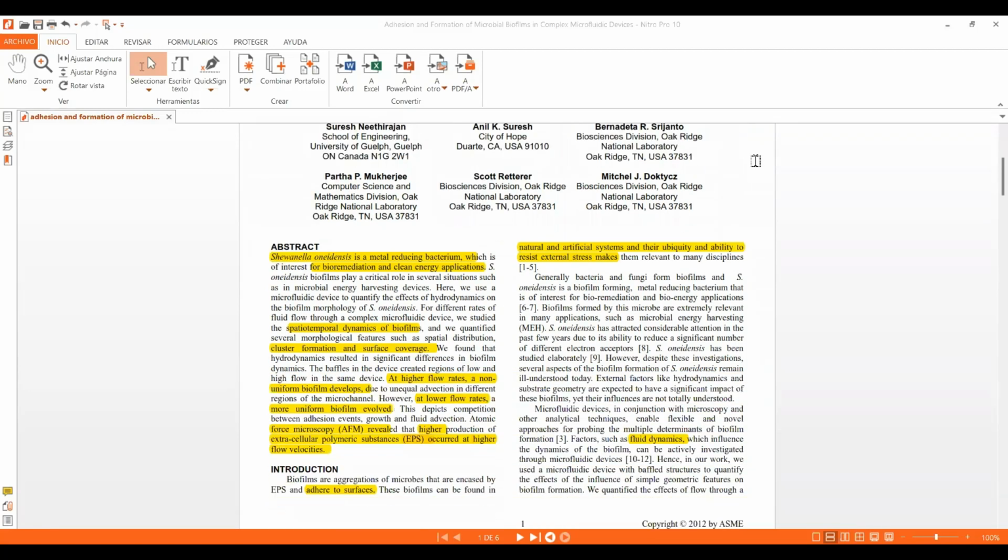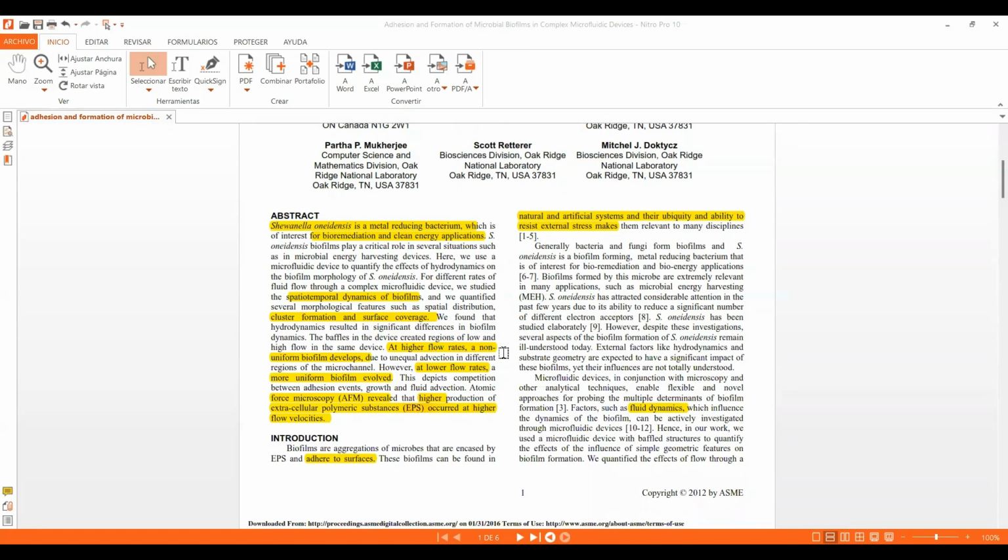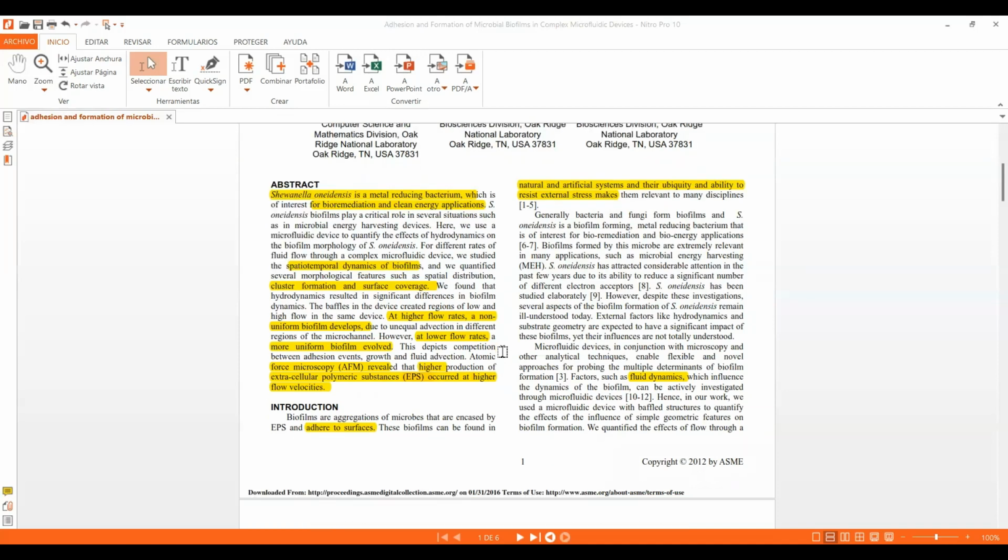For the introduction, we need to know that Shewanella oneidensis is a metal-reducing bacteria, which is of interest for bioremediation and clean energy applications. In this paper, they studied the spatial temporal dynamics of biofilms, such as spatial distribution, cluster formation, and surface coverage. They compare higher flow rates and lower flow rates and how they participate in the biofilm formation.